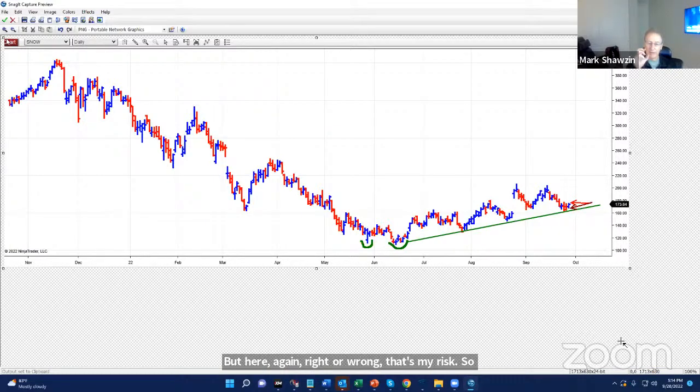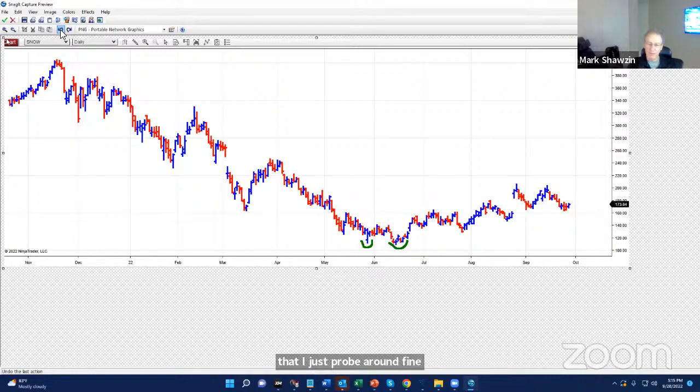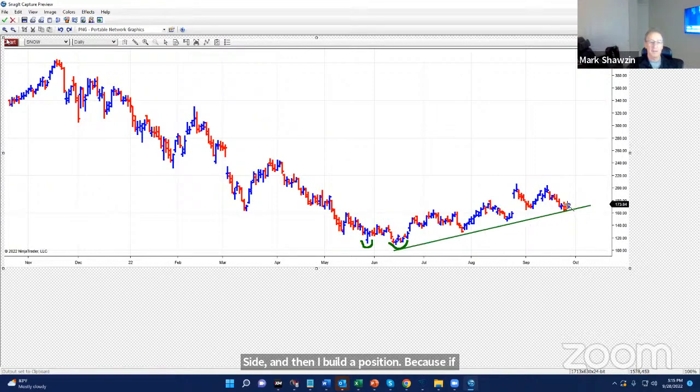So I try and dial in trades where I can find a very small risk for a much bigger outcome. And I can be wrong a whole lot, and all I need to do is catch one of these rockets. And that's my whole philosophy of trading, is that I just probe around, try and find my footing, let the market tell me if I'm on the right side, and then I build a position. Because if this thing gets going, I'm going to add to my position and catch lightning in a bottle.